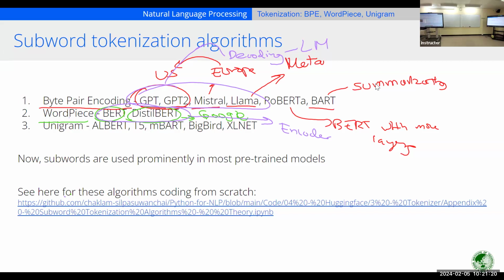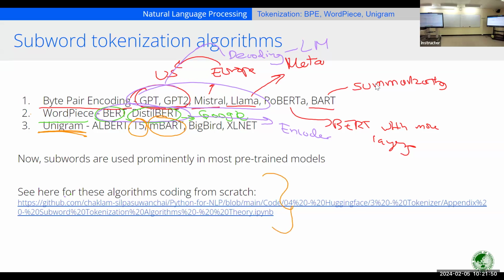And the last one we're going to have is unigram, all right? And the one that is very popular is T5, right? I think T5 is the main one. Multilingual BERT is also very popular, right? So these are the three algorithms.